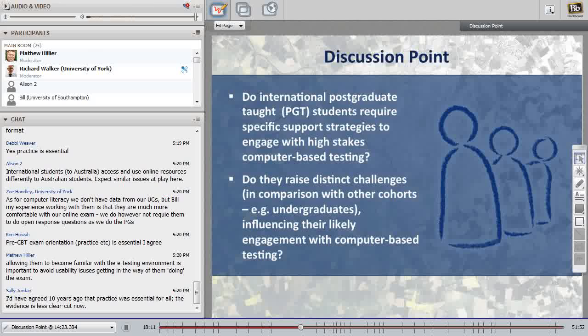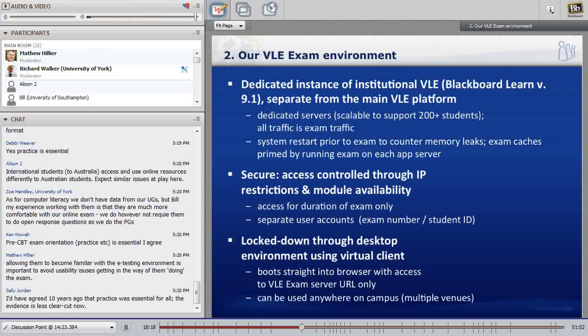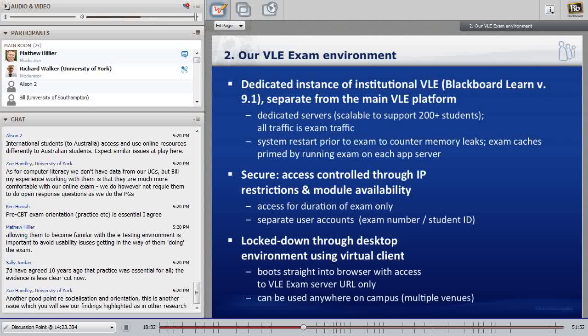So let's move on, and briefly I just want to say a few words about the technology that we were using. Our exam environment was based on our institutional self-hosted VLE, or Learning Management System, Blackboard Learn. So we used Blackboard Learn version 9.1. And what we did was to set up a separate instance of our institutional platform, and we did that through private arrangement with Blackboard at no additional license fee cost, I should say. So this mirrored the main platform.